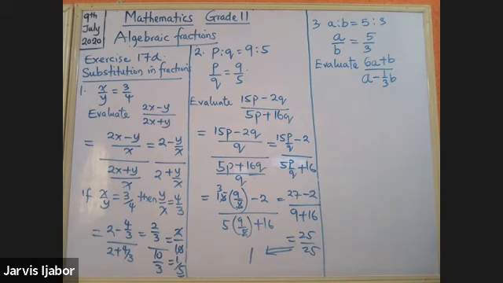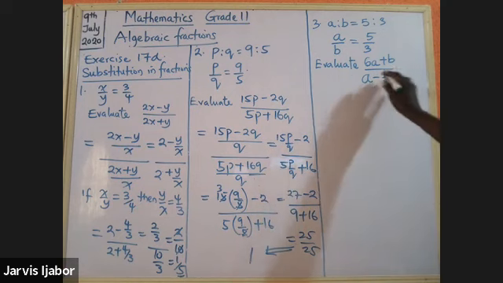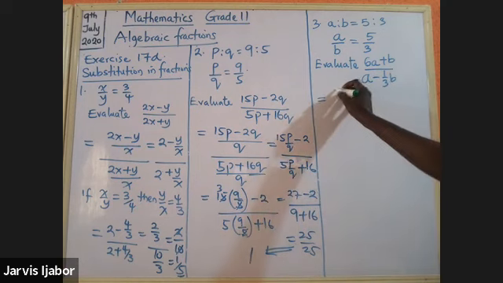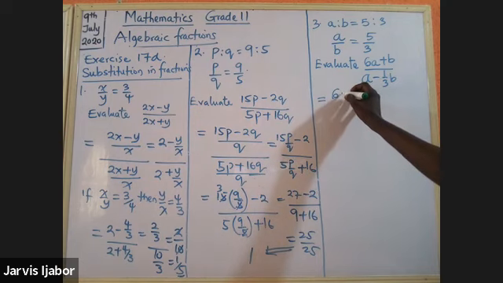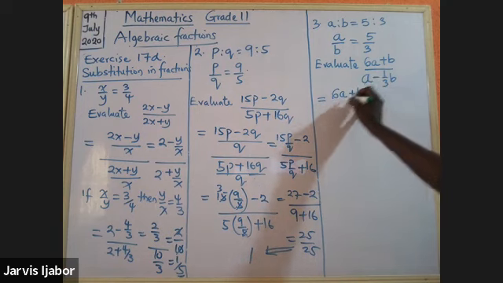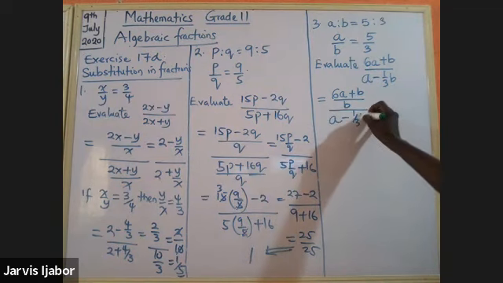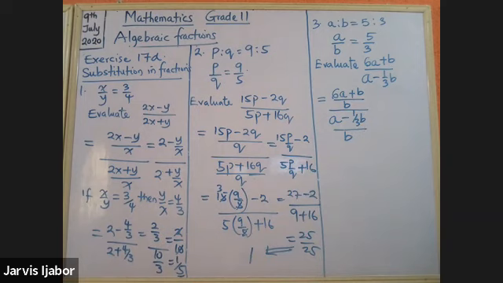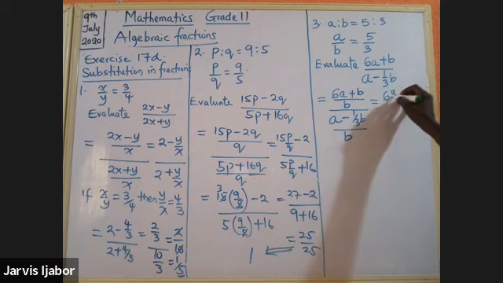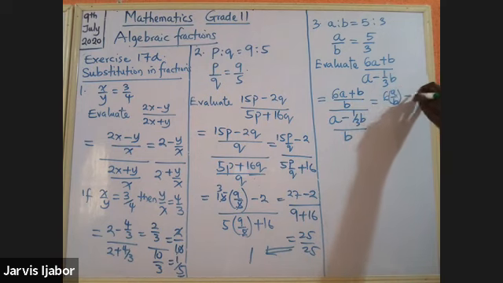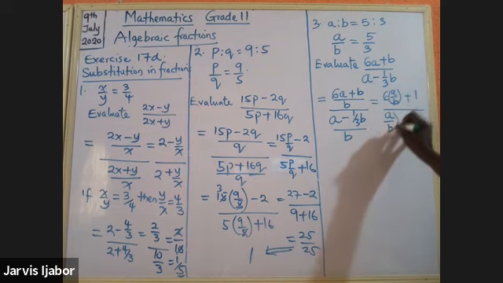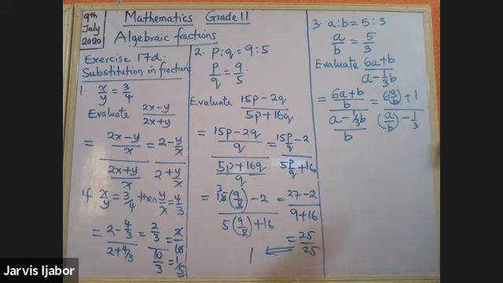So how do you do that? Now, you divide both top and bottom by what? B. So 6A plus B, you divide it by B, all over A minus 1 over 3B, you divide it by B. So what does this give you? This will give you 6A over B plus 1 over A over B minus 1 over 3.